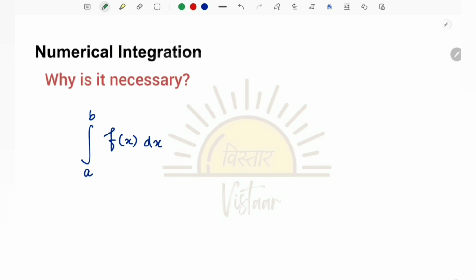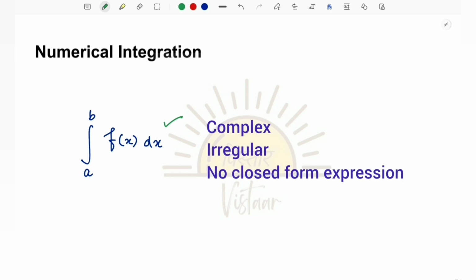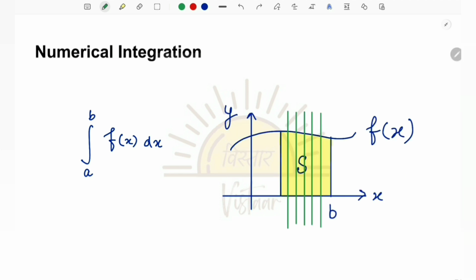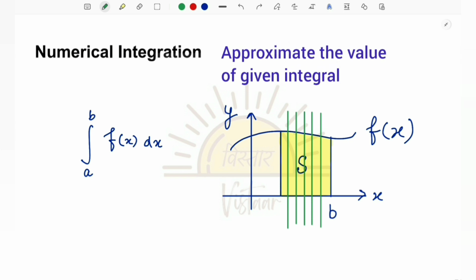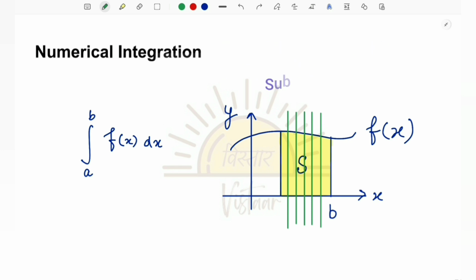Let's now understand why numerical integration is necessary. In many cases, finding the exact solution to a given definite integral analytically can be challenging or even impossible. This is especially true for functions that are complex, irregular, or have no closed form expression. Numerical integration provides a way to find the approximate value of the integral by dividing the interval into smaller subintervals and summing up the contributions from each of these subintervals.